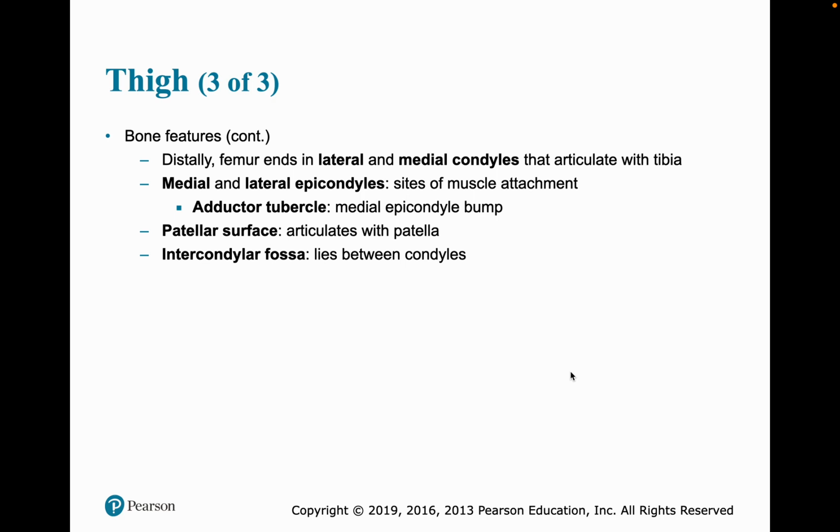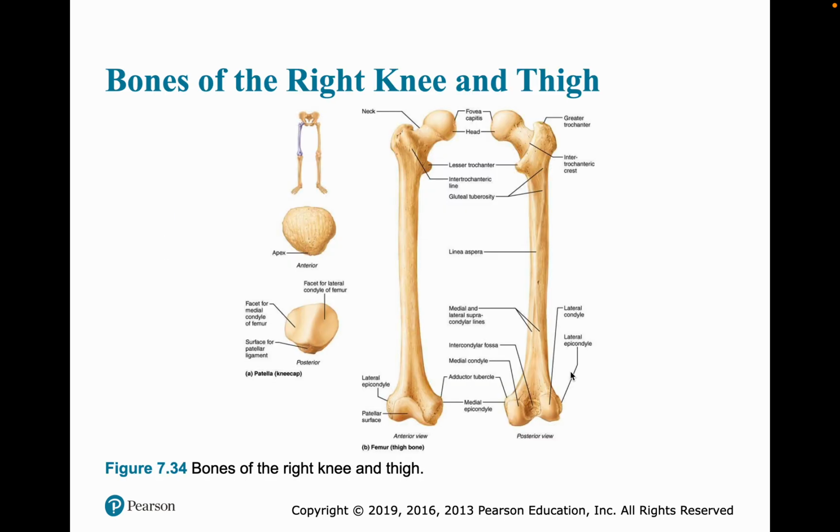Distally, the femur ends in the lateral and medial condyles that articulate with the tibia, not the fibula. The medial and lateral epicondyles are sites of muscle attachment. The adductor tubercle is the medial epicondyle bump. The patellar surface articulates with the patella, and the intercondylar fossa is between the condyles. And all of those are pointed out here.